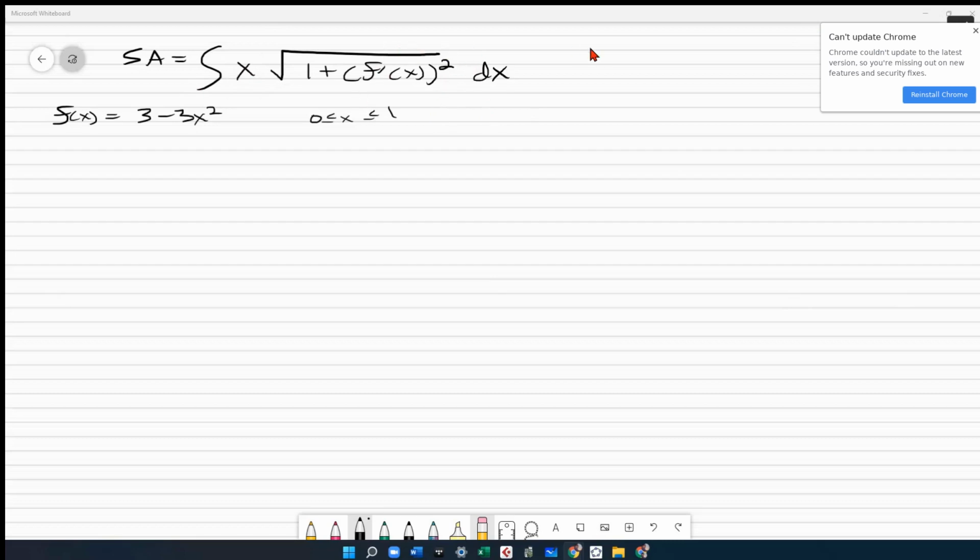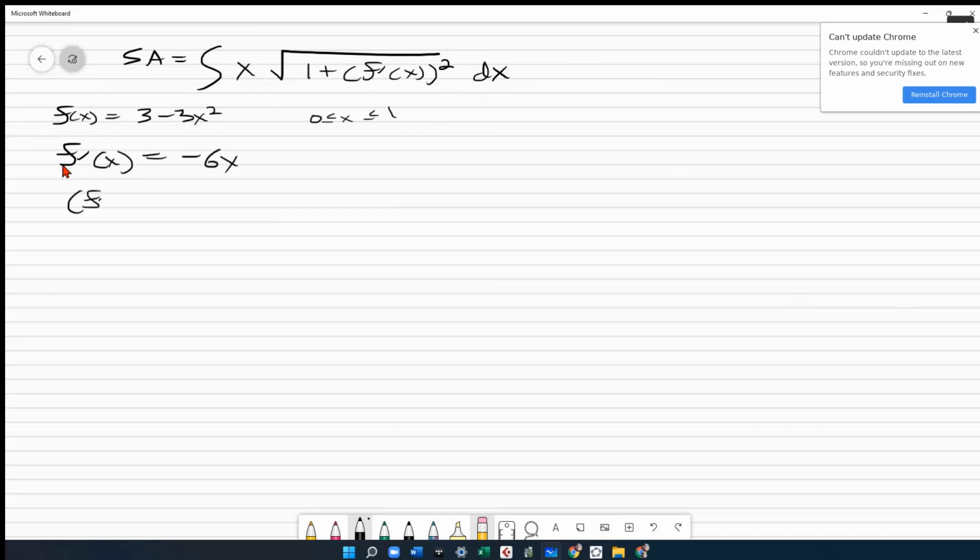So x represents the radius. You don't really need to know why it works the way it works, but it does. So that's the formula. So we need f prime. The formula involves a derivative. I think you know how to take the derivative of this. It's the power rule. It's negative 6x.